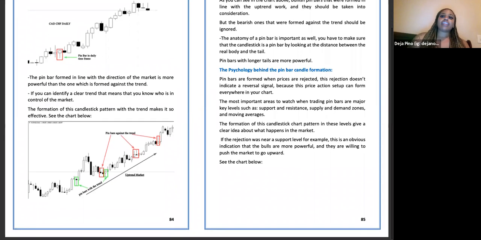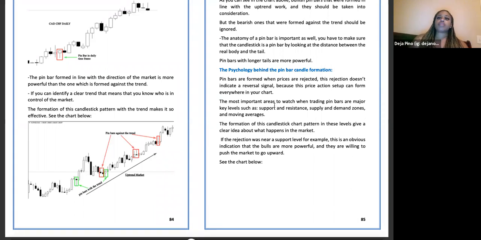The psychology behind the pin bar candle formation. Now we're in this section. Pin bars are formed when prices are rejected. This rejection doesn't indicate a reversal signal, because this price action setup can form anywhere in your chart. So, for example, the fake pin bars that we were looking at right here, just because they formed, it didn't indicate a reversal signal. It was just a false price action signal.